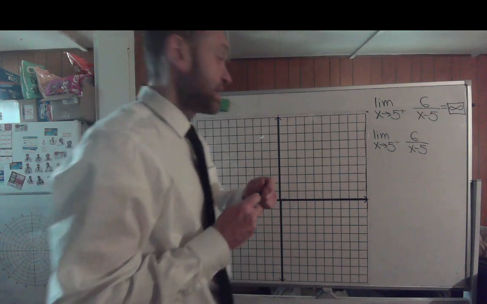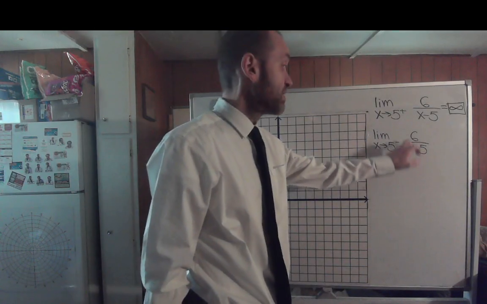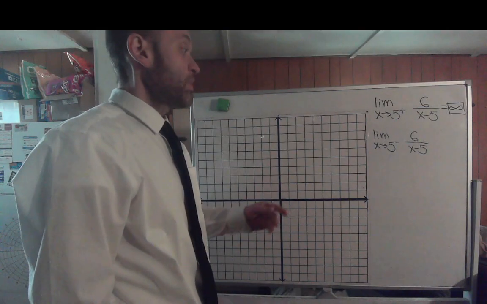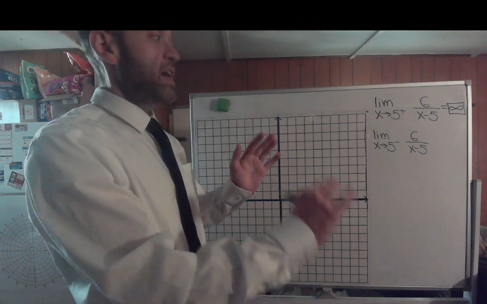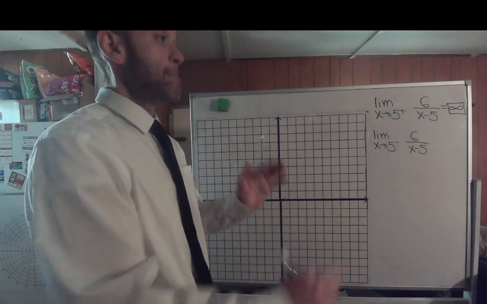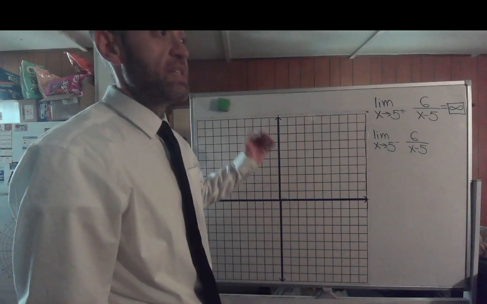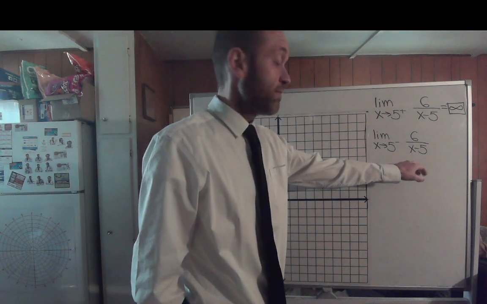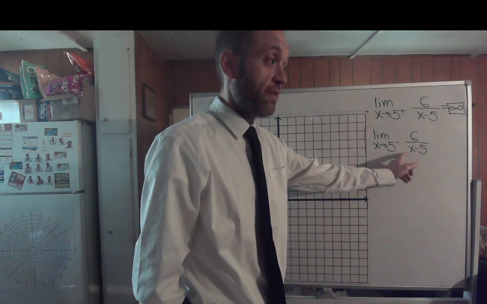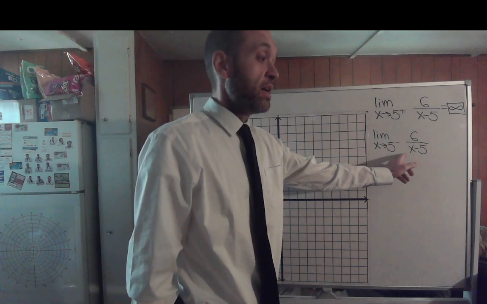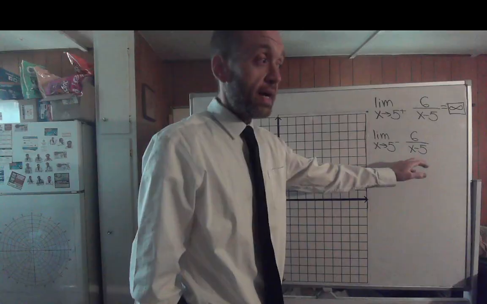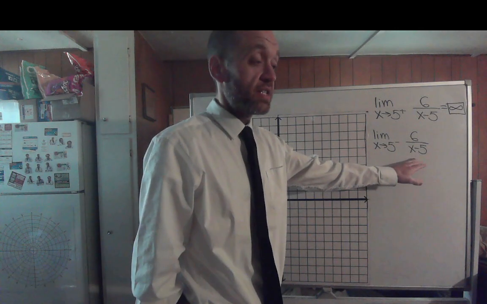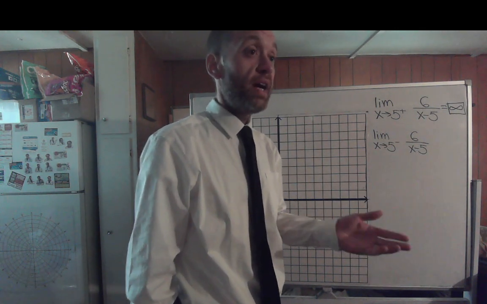So the limit as x approaches 5 from the left of 6 over x minus 5. Well, approaching 5 from the left, that means the number is going to be smaller than 5. So if I put in 4.9 for x, I'm going to get a negative value in the denominator. Let's say I put in 4.99, 4.999. I'm going to get some really small decimal numbers, which are going to be small fractions.